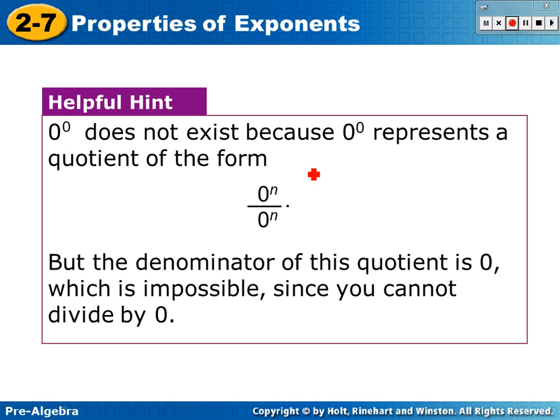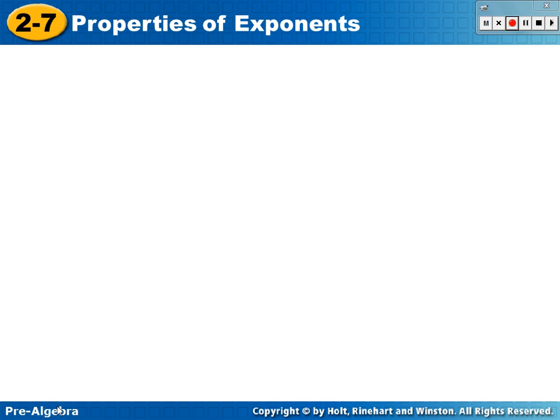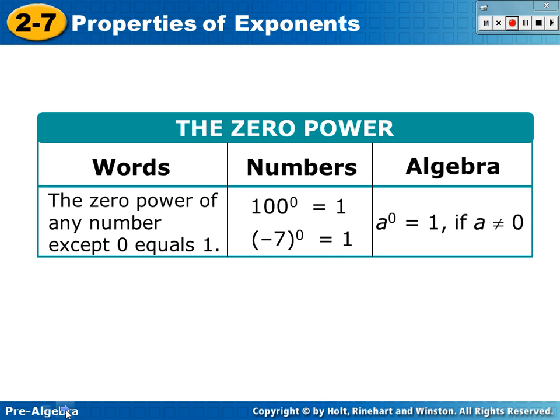0 to the 0 power does not exist because 0 to the 0 power represents a quotient of the form 0 to the n over 0 to the n. But the denominator of this quotient is 0, which is impossible since you cannot divide by 0. So, the 0 power of any number except 0 equals 1.